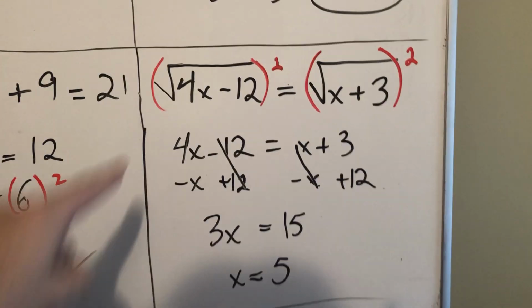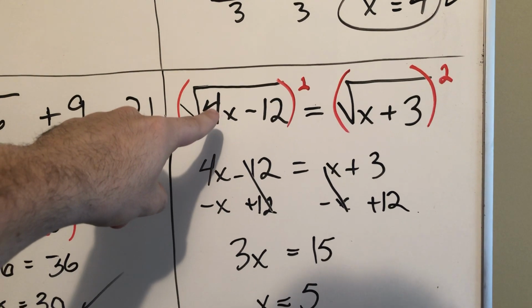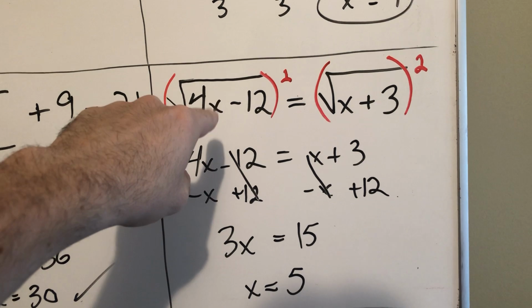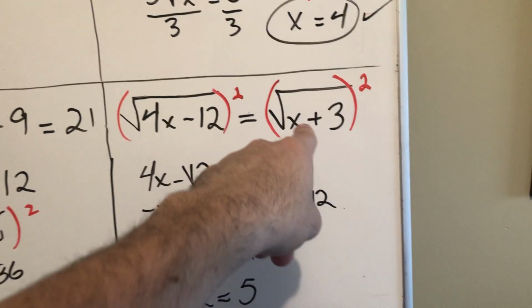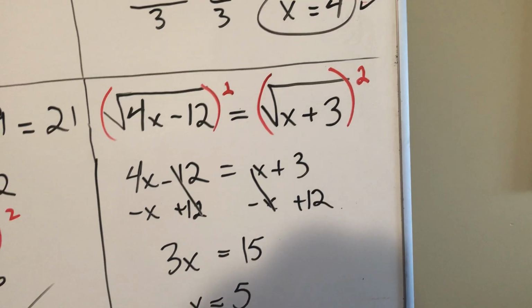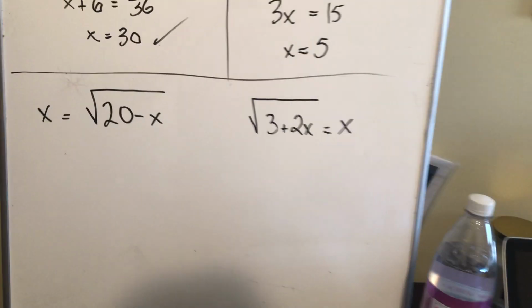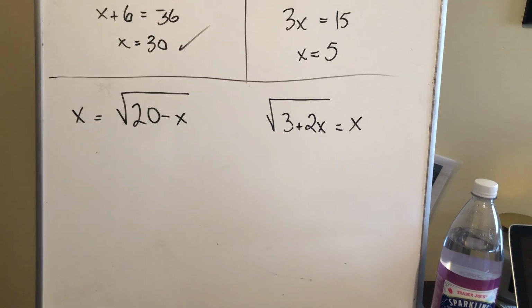Important to check, 4 times 5 is 20. 20 minus 12 is 8, so we have the square root of 8 on the left side, hold on to that, and 5 plus 3 is 8, so root 8 equals root 8, that's true. Okay, this is important to check your solutions here.